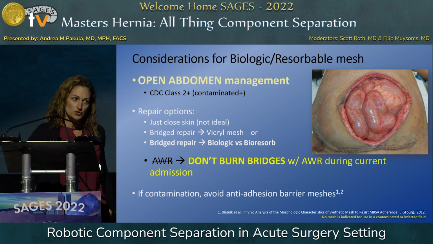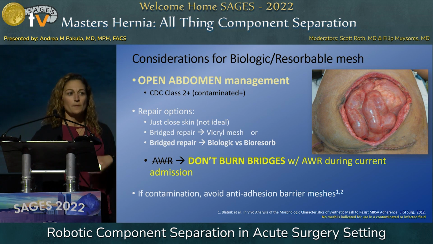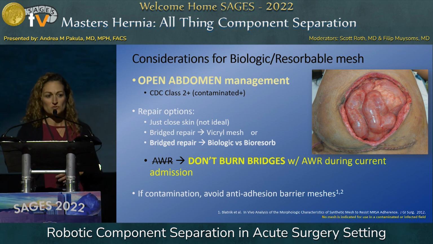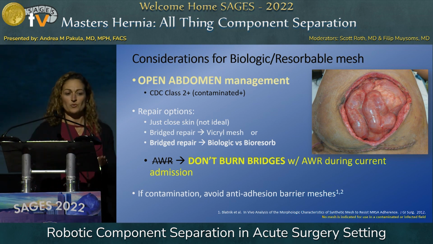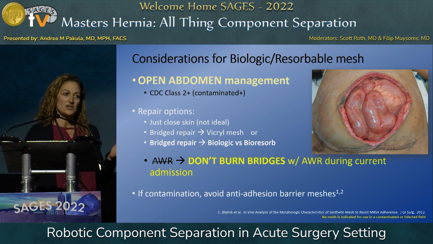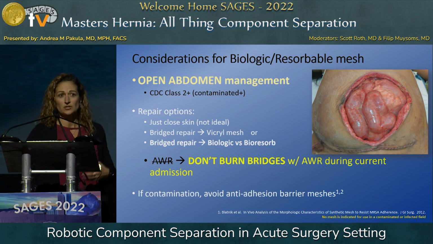We can have skin closure. Our goal is to cover the viscera and, again, be able to come back to deal with this complex hernia at another time. You can bridge it. You can use Vicryl mesh, as we've seen. You can use a biologic or a bioresorbable mesh. But the key is not to burn bridges with doing a complex ab wall reconstruction during that current admission, because the likelihood of that patient having a complication and or potentially a recurrence, which is what we're trying to avoid with these big ab wall reconstructions, is going to be much higher.